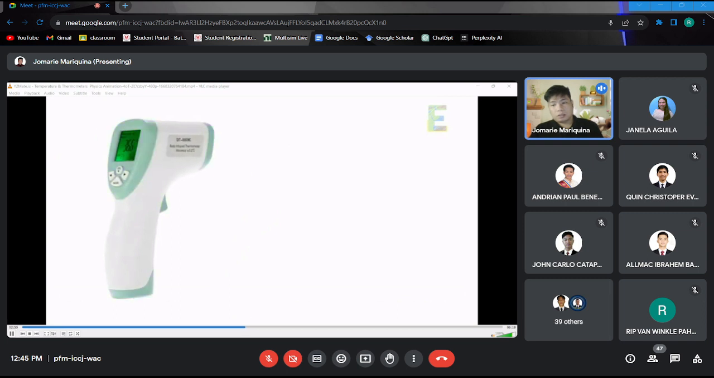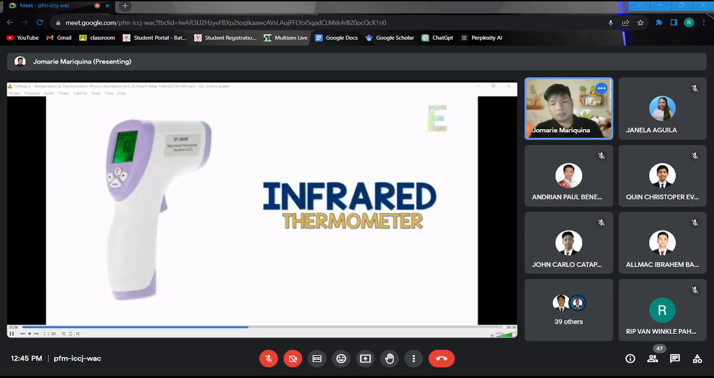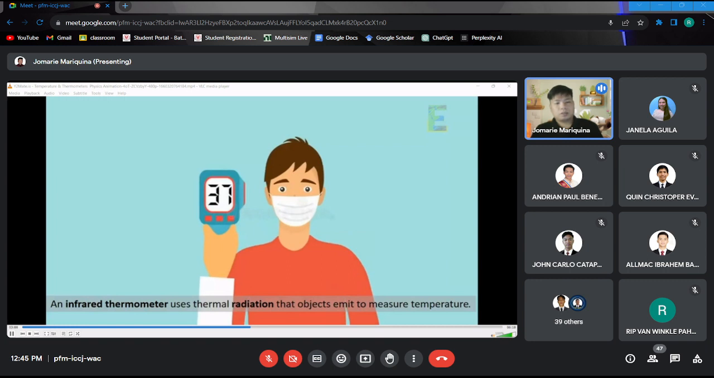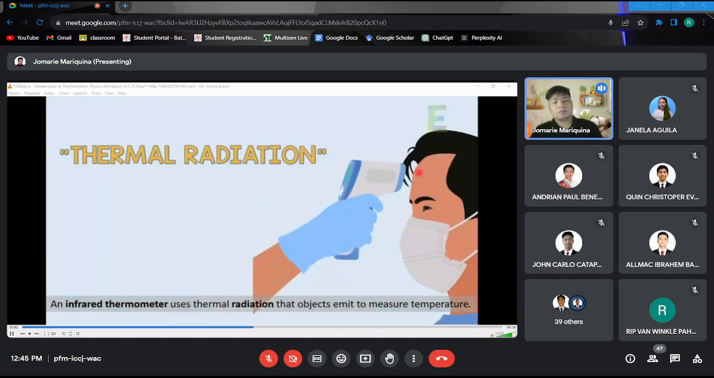And the last kind of thermometer is the infrared thermometer. An infrared thermometer uses thermal radiation that objects emit to measure temperature.